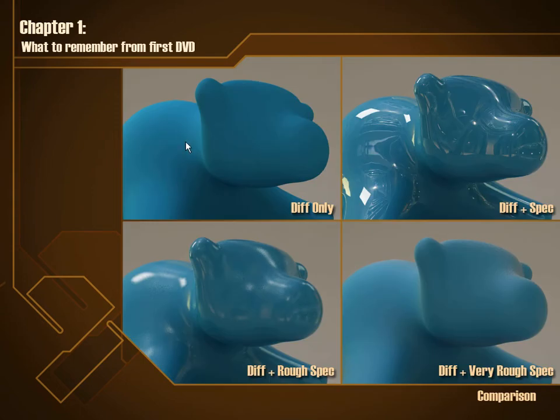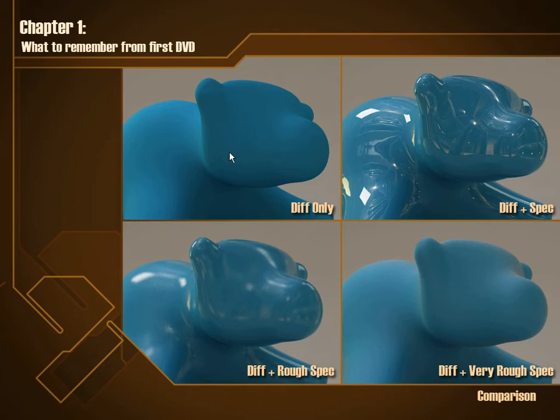So if you actually look at the comparison, we'll see just diffuse only, and then as we start bringing the specular down, or the roughness up, or the glossiness down, it starts to get the rougher look. But this look is going to be more important to what we want to achieve on certain materials than just diffuse alone.